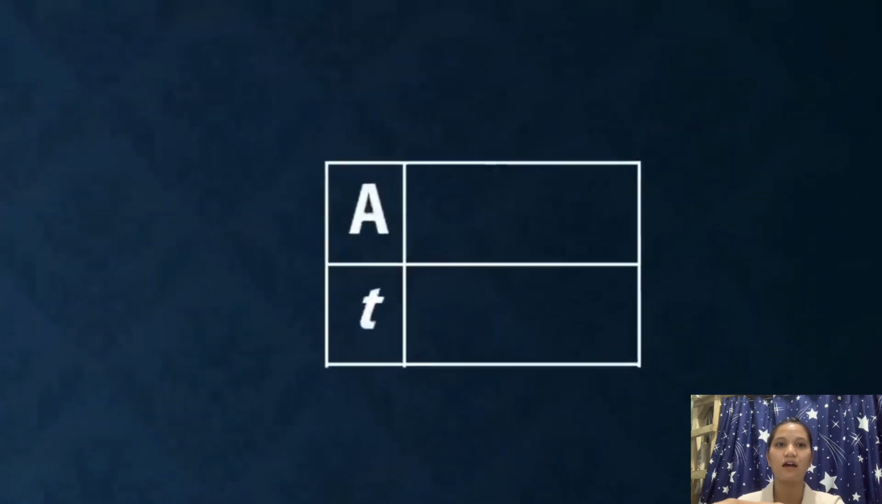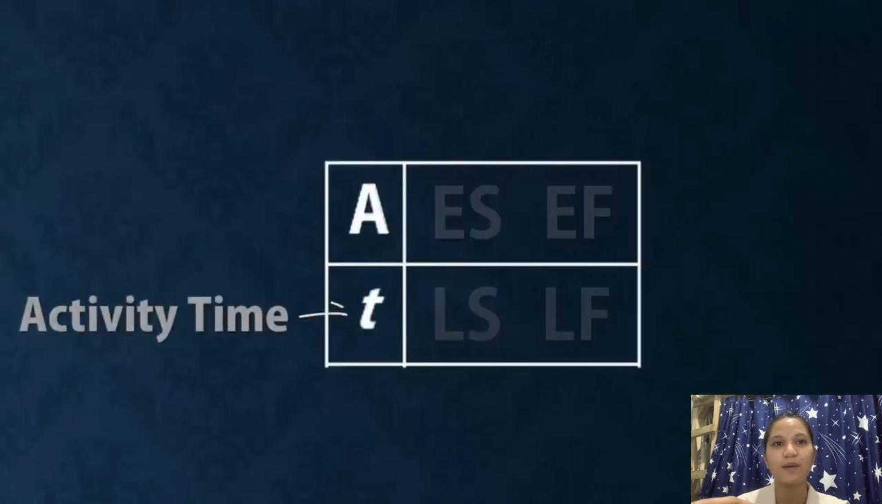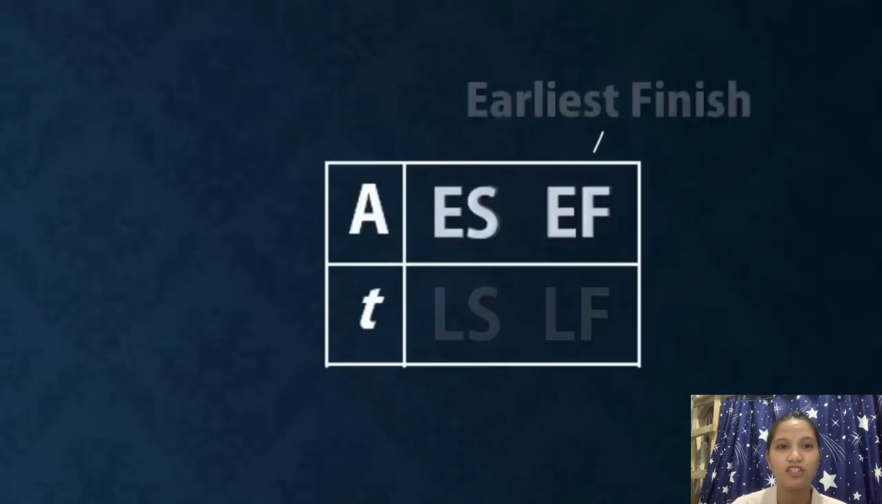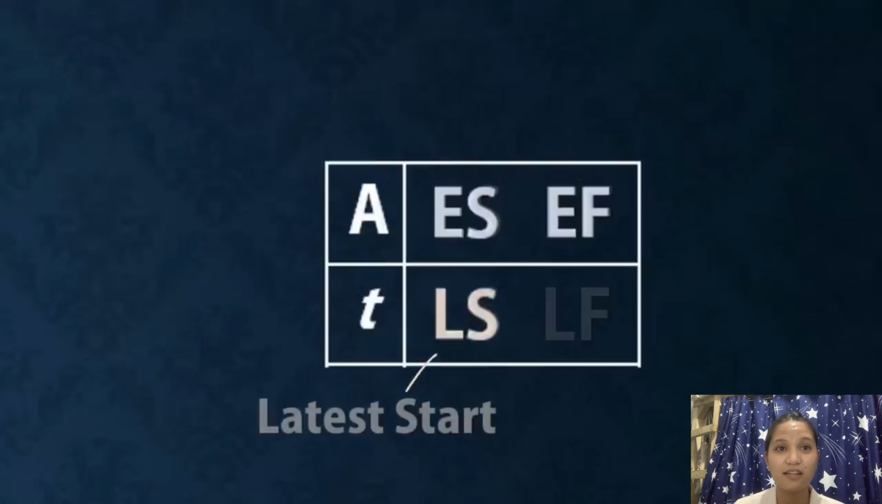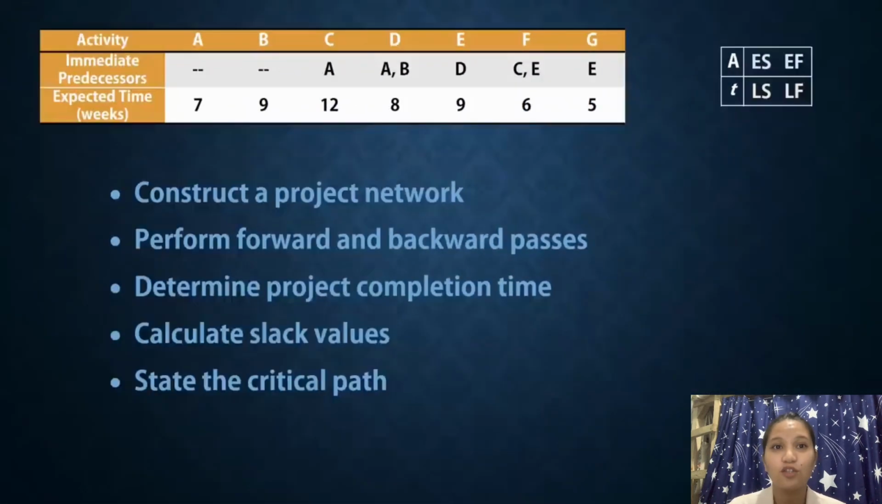We will be using the node convention as you'll find in Quantitative Methods for Business by Anderson, Sweeney, and Williams. A is the activity being described, and T represents the expected activity duration or time. ES is the earliest time the activity can start. EF is the earliest finish time. LS is the latest start time, and LF is the latest finish time without extending the minimum completion time of the project.